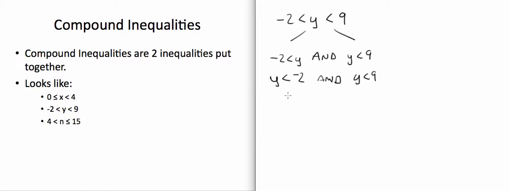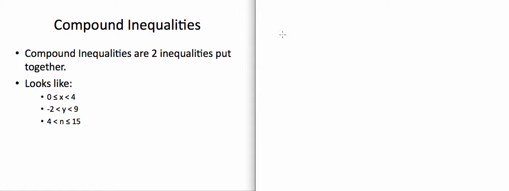We have the second one there that stays the same. So now we can graph these two things on the same number line. Y is greater than -2, so that's -2, open circle. We have 9, open circle, and it's shaded to the left there, so we have our shading in the middle, like so. And then our final example, we've got 4 is less than n, which is less than or equal to 15.